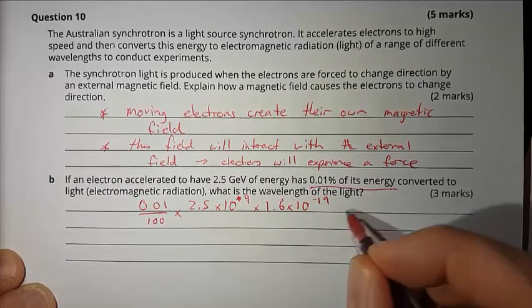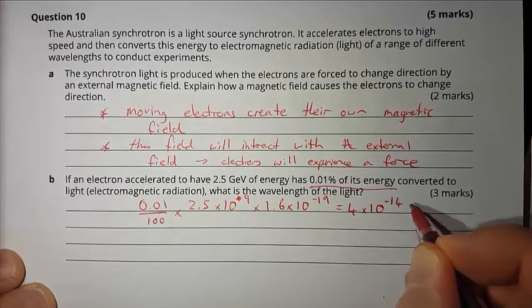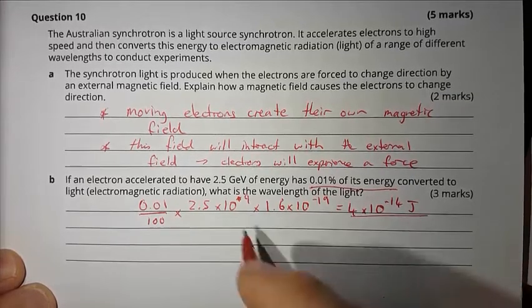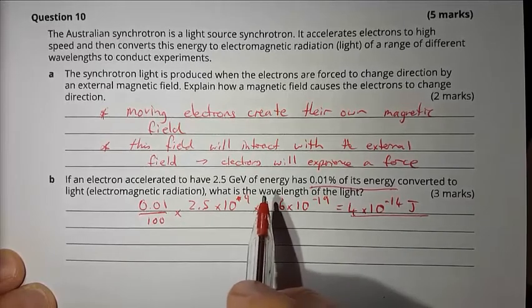Put that in your calculator, I did earlier. You should get 4 times 10 to the negative 14 joules. Right, so that's how much energy you have. It's asking what the wavelength of that light would be.